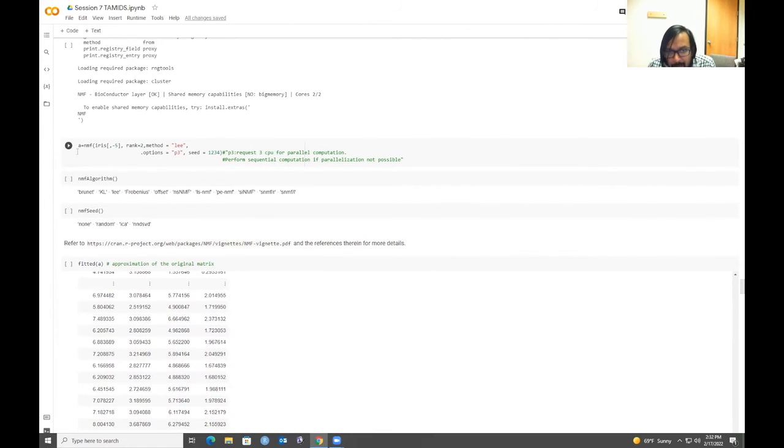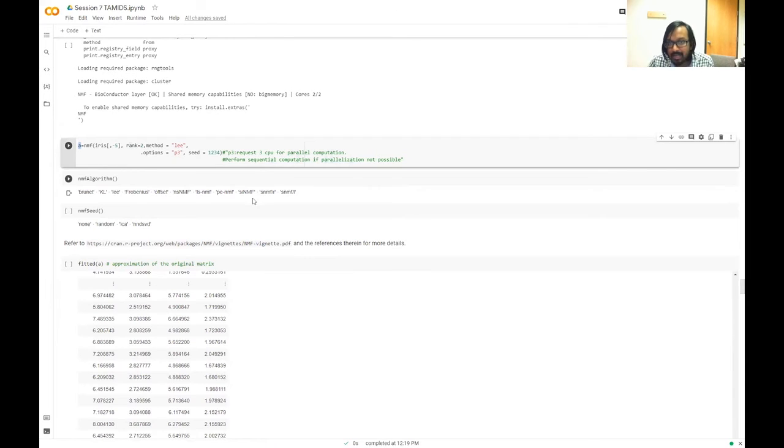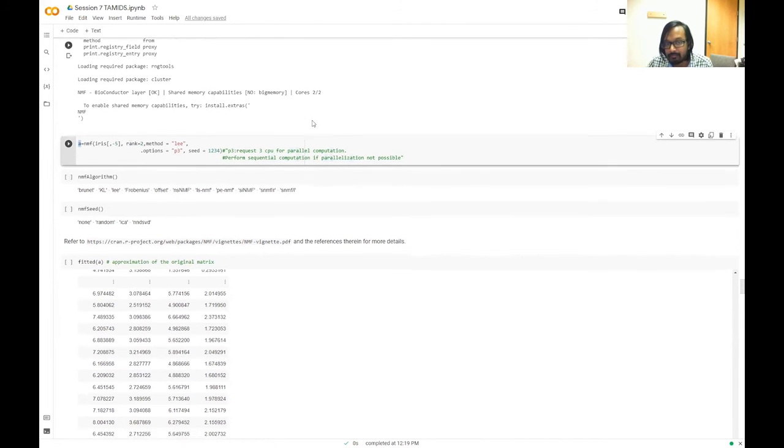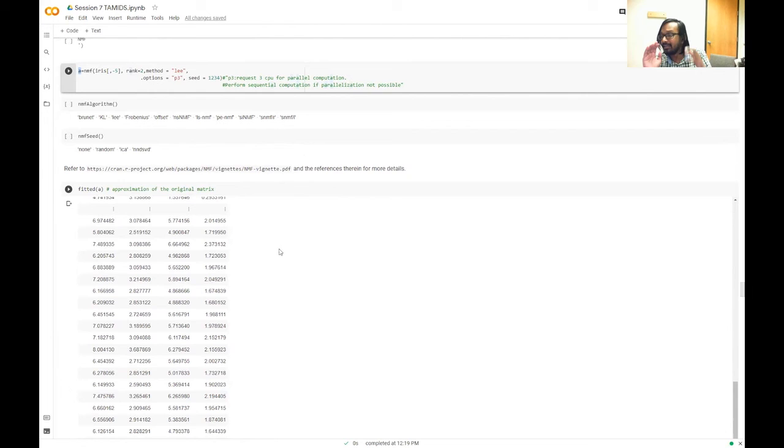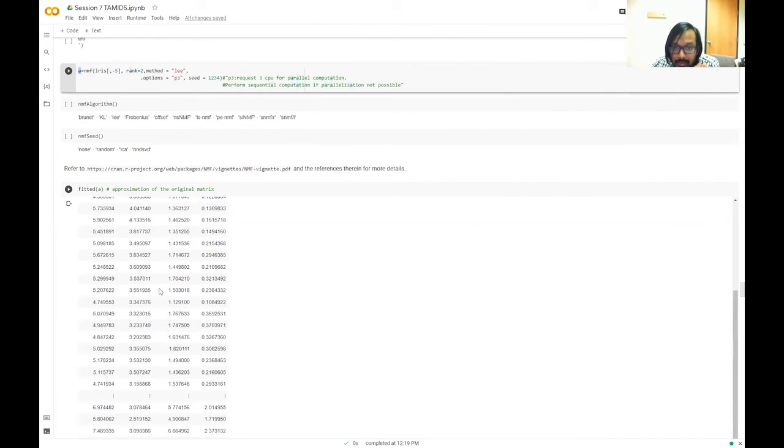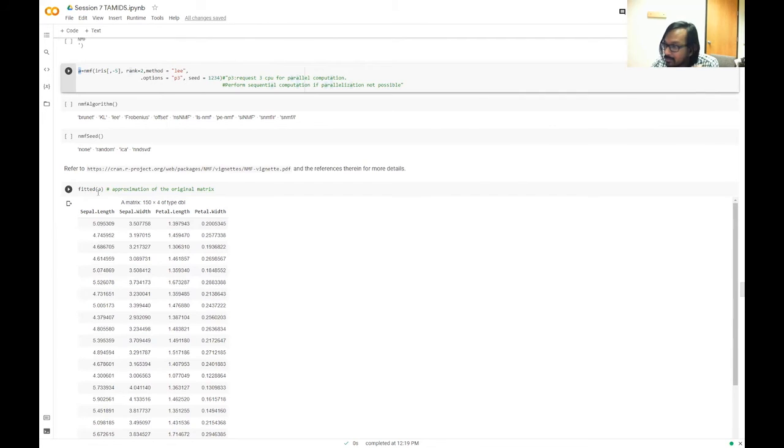Now this NMF fit object A has a lot of properties. If you want to find the approximate target matrix, that means the V that is now approximated, that can be obtained by the fitted function. So if you do fitted of A, then you will get the fitted values.